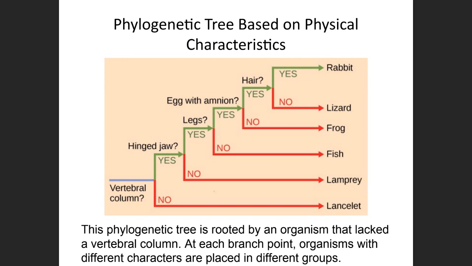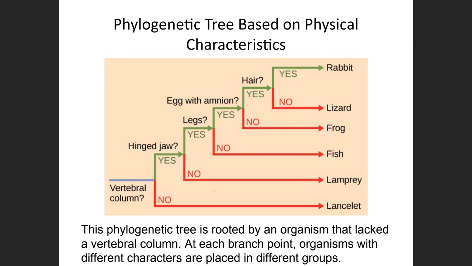If it does, then we need to look, okay, well, its mouth, does it have a hinged jaw? If it doesn't, then it's a lamprey. That's a vertebrate without a hinged jaw. But if it does, then we need to ask some more questions. Okay, does it have legs? If it doesn't, then it's a fish. Those are the only, that's our option. But if it does have legs, we need to ask some more questions.